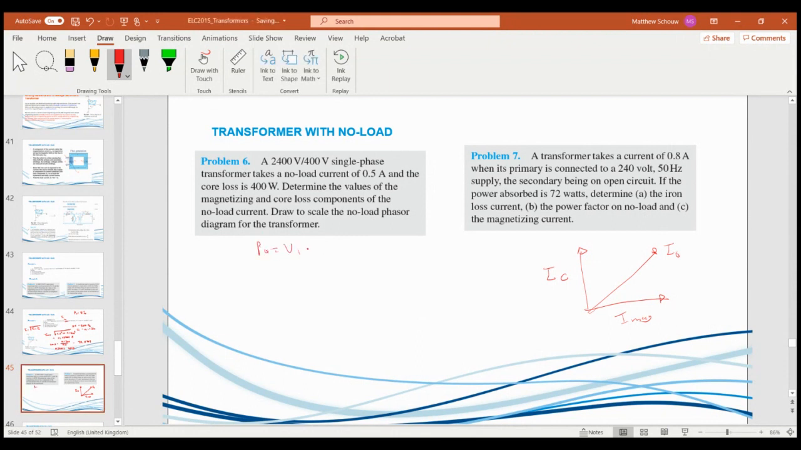It's always going to be P0 equals V1 I0, or how do they have it in the book there? Yes. And so it's going to be 2400. So it's 400 watts divided by 2400, and you're going to get your I0, which is your core current, which is 6 amps.